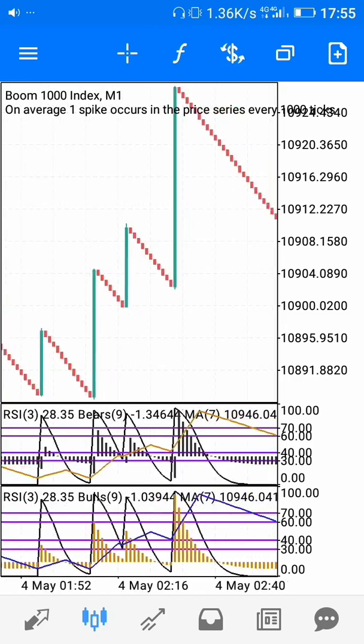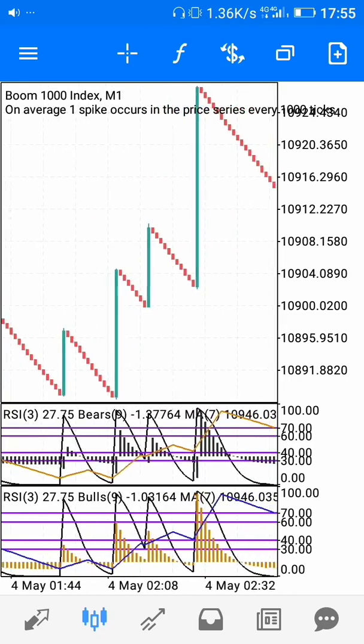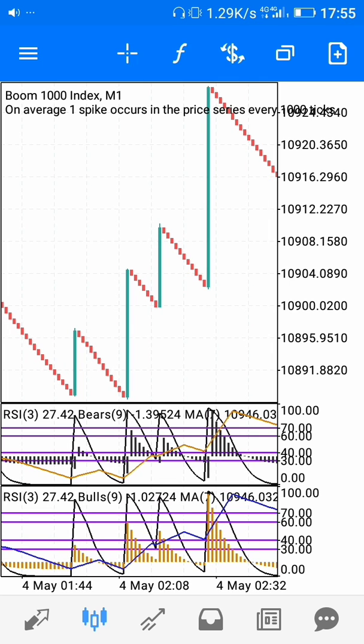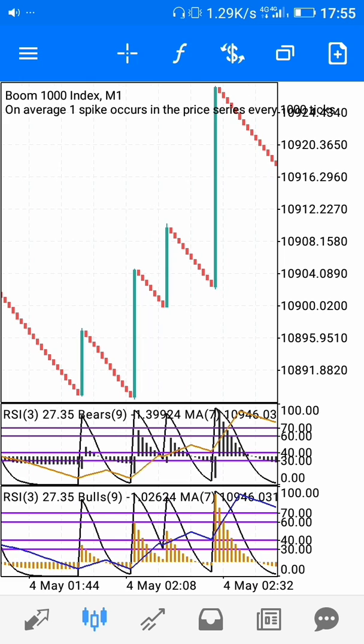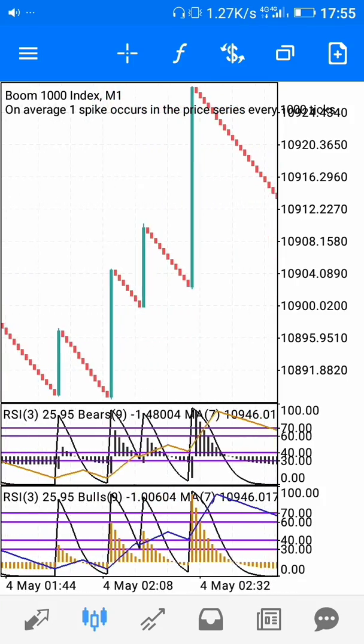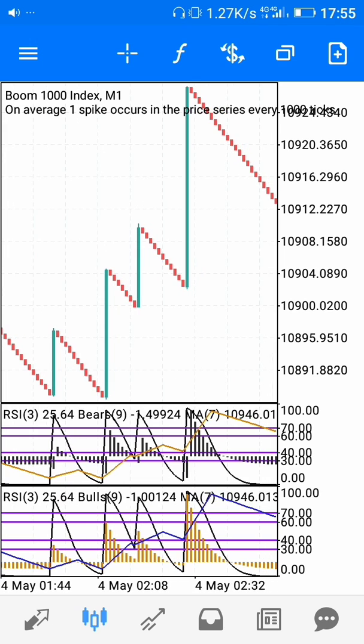Okay, now first and foremost, the indicator window 1 is for boom market, and the indicator window 2 is for crash only. That's why it is best to trade with Bears and Bulls combined. Okay, so when you want to trade with this strategy on boom market, you are looking at your confirmation on window 1.